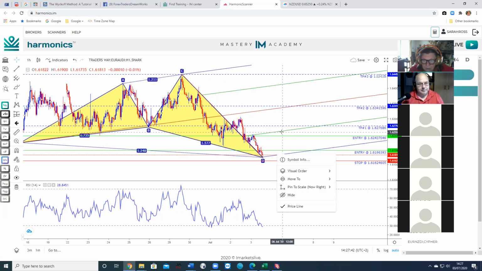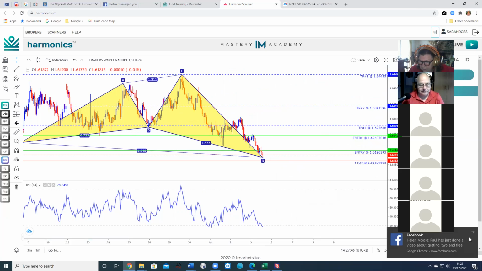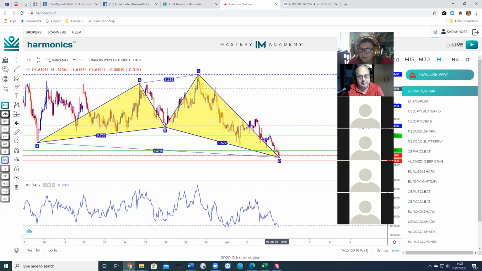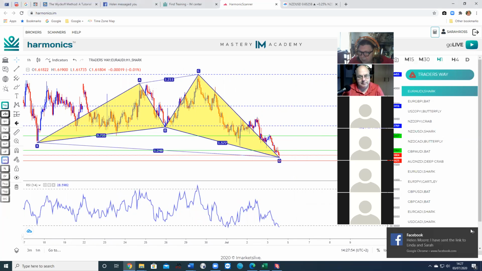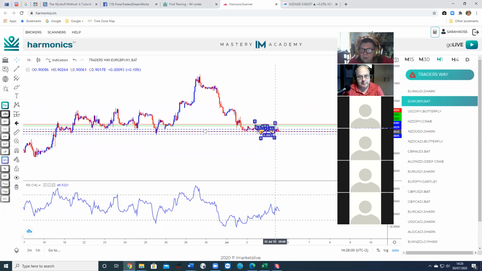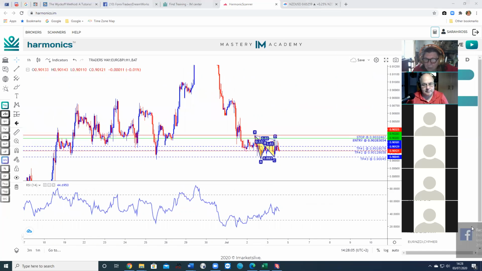How the hell do I remove that on here? Don't think I've ever actually drawn anything on here. There we are. Okay, so that is NZD USD. Euro GBP. That looks like a very small one. Tiny, tiny, weeny, weeny. So I'm not going to bother with that.